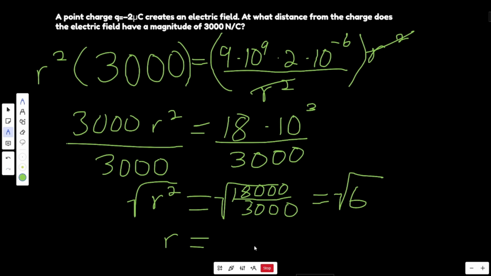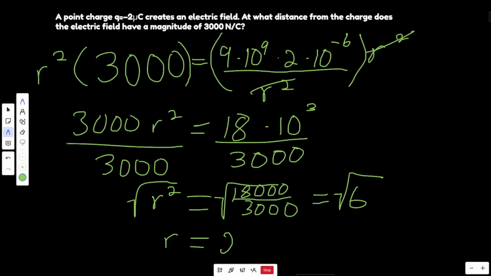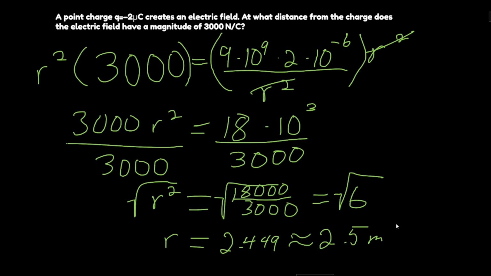So the square root of 6 is approximately equal to 2.449, or for rounding off purposes, 2.5 meters. And that is the distance wherein our point charge has an electric field with a magnitude of 3000 newtons per coulomb. So that's pretty much it.